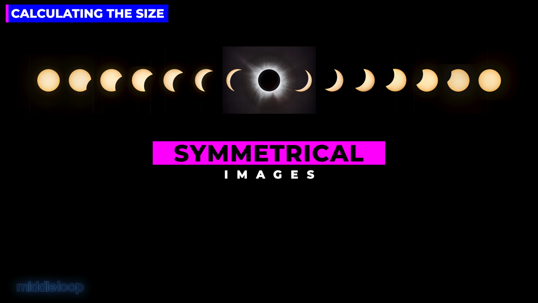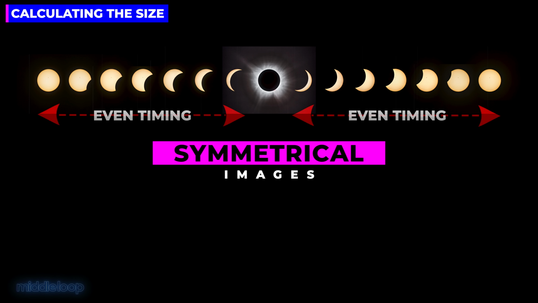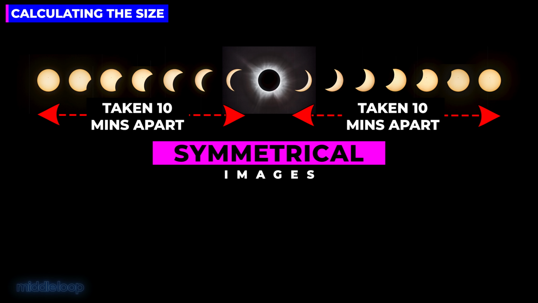To be as symmetrical as possible, it's fairly important to use images that were taken an equal amount of time apart. Where I captured the event, in Vermont, the partial eclipse before and after totality lasted about 70 minutes. And since we're using 7 photos for each, the math was pretty easy. We're using photos that were taken about 10 minutes apart.